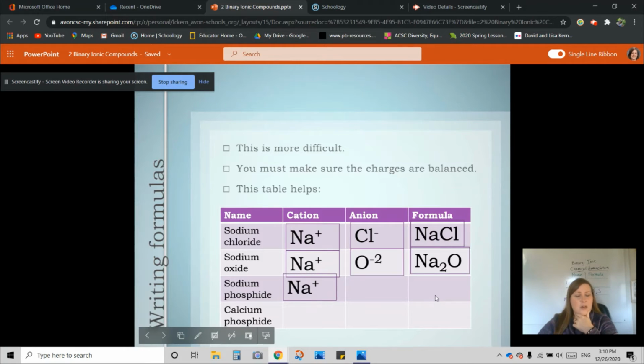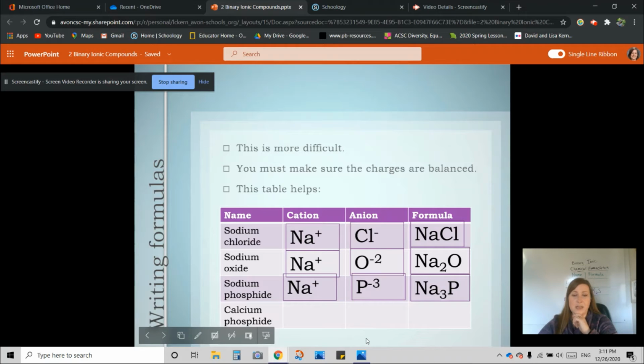Sodium phosphide, here's our sodium again. Phosphide, phosphorus, is in the -3 group on the periodic table. You can look it up if you're not sure. And so this one is a little tricky. We're going to have a lot of sodium to balance out 1 phosphorus because it's got a -3 charge. We're going to have 3 sodiums. So Na3P is the answer here.